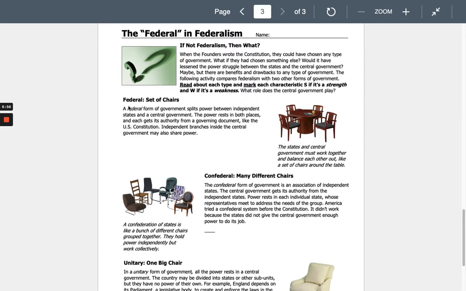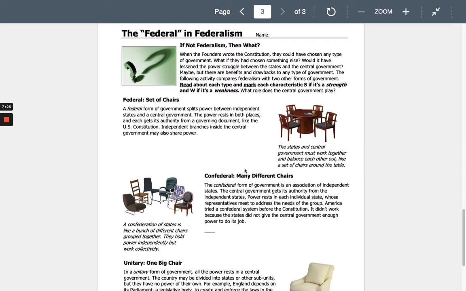Federal. Think of federal as a set of chairs. A federal form of government splits power between independent states and a central government. The power rests in both places, and each gets its authority from a governing document, like the U.S. Constitution. Independent branches inside the central government may also share power. The states and central government must work together and balance each other out, like a set of chairs around a table.